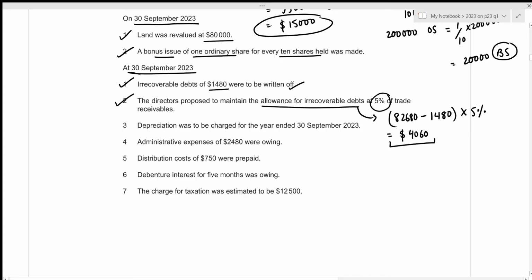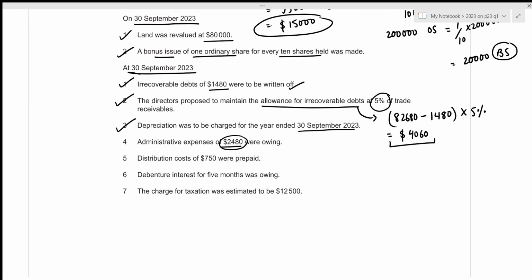Then depreciation was to be charged for the year ended 30 September 2023. We have already adjusted the depreciation. Administrative expenses of 2,480 were owing. So this just means that we still need to pay 2,480. This will act as our payables. So we need to add it to payables as well as we need to add it to our administrative expenses.